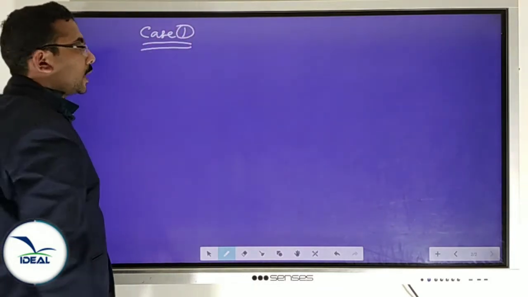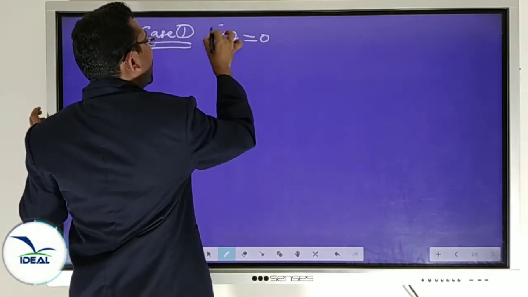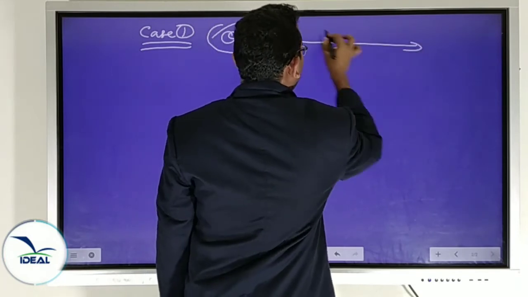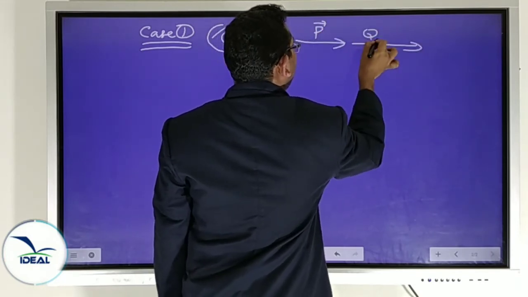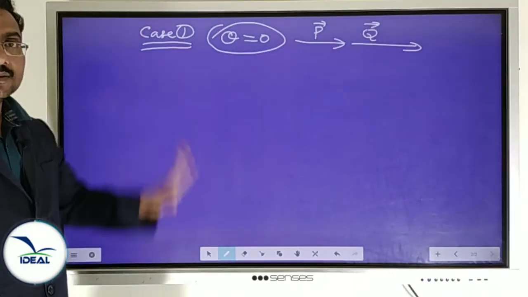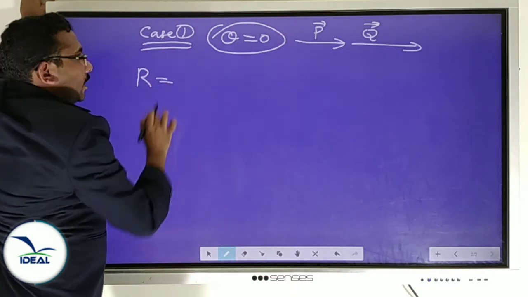Case 1. Suppose theta equal to 0. Theta equal to 0 means the two vectors P and Q are parallel. Then what is the resultant?